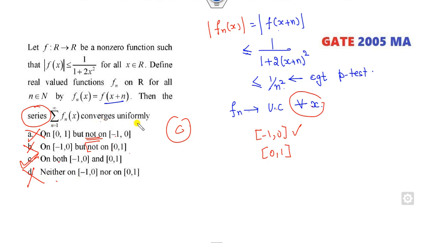So you can see, convergent uniformly. You have to start with, as I told you, the simplest tool. Whenever there is a series, start with the absolute value or nth term test. If it is a series, apply the M-test.